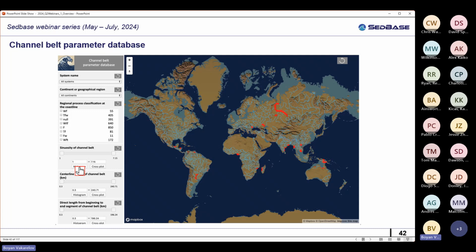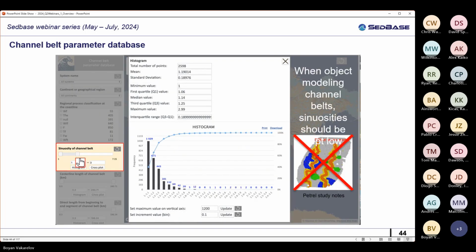Again, we have filters on the left-hand side, a live map view on the right-hand side. What we are doing now is we are about to show a histogram of the sinuosities of all channel belts in the database. We can narrow down the ranges of the histogram if we like to. So very quickly, we're studying what is the variability of sinuosities of these channel belt objects in the entire database.